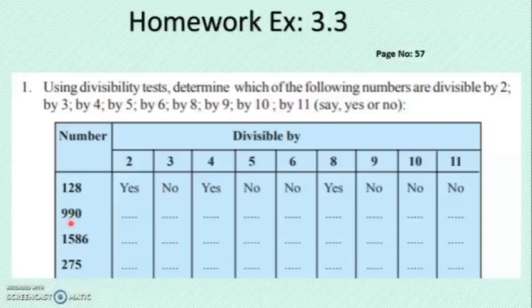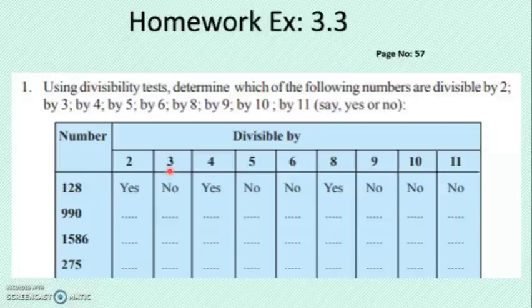Okay, now see here. First one is 990. Here one is solved for you already. I will explain that also. 128. This is the number given to you. You have to find if it is divisible by 2. How do we find? By checking the last digit. The last digit here is 8, so it is divisible by 2.